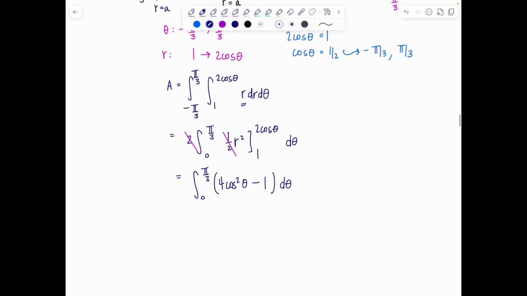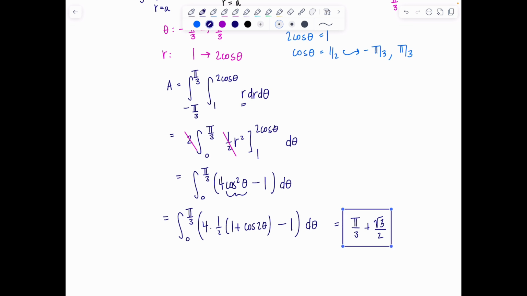Okay, perfect. Now again, we're going to use our half angle identity. So from 0 to pi over 3, that's 4 times 1/2 times 1 plus cosine 2 theta, minus 1, d theta. And then you should be able to handle this. So yada, yada, yada, it's pi over 3 plus root 3 over 2. Okay? Very good. I really just want to emphasize the setup because at this point, these should be integrals that you can handle.